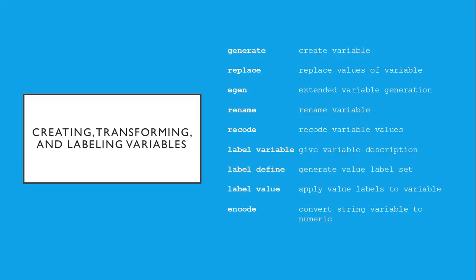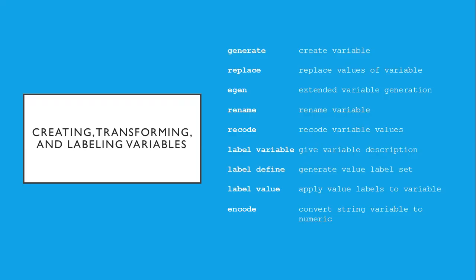Then there's what we call label variable. It gives a variable description. We have label define, which generates values for a label set. We have label values, which applies value labels to variables. So we've used some of these.